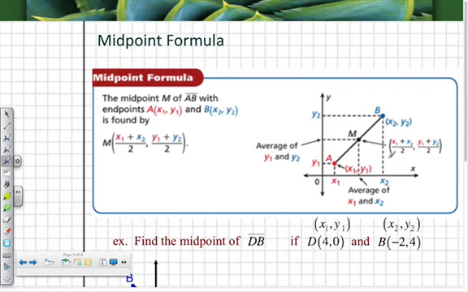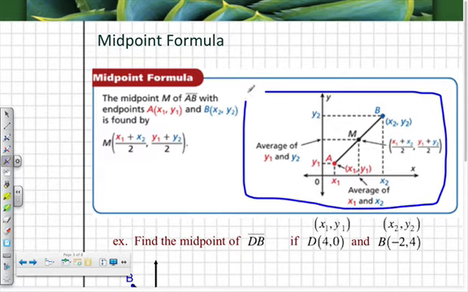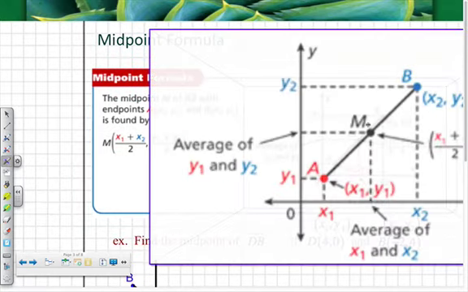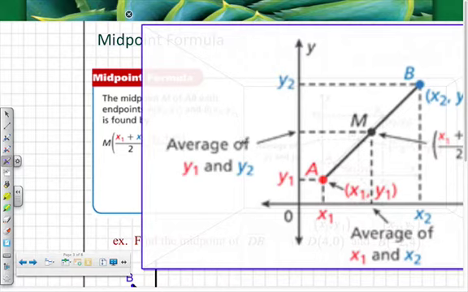So pause the video for a minute and, like I said, get this picture down in your notes and make it so that it fills the whole width of the page, and try to be nice and neat with it. It's really going to be helpful.